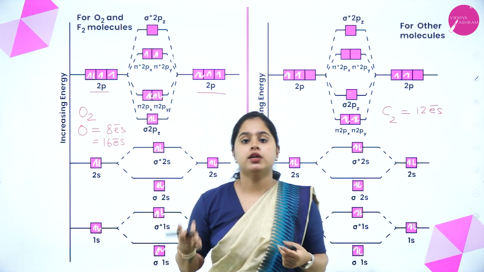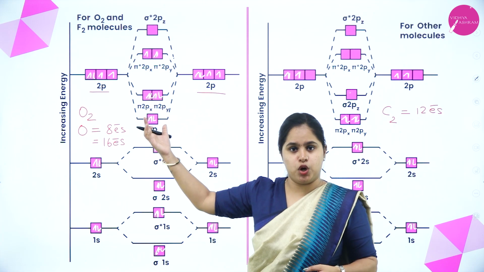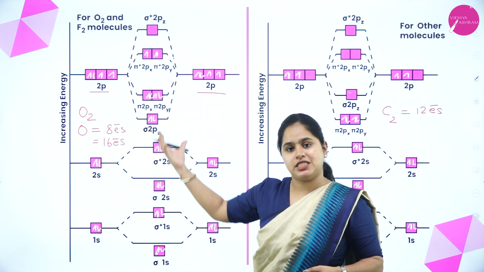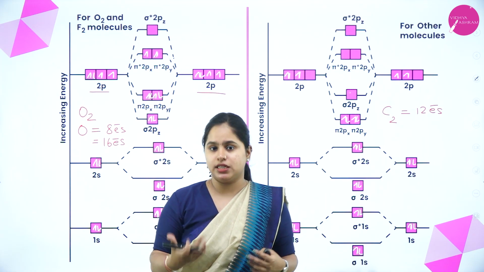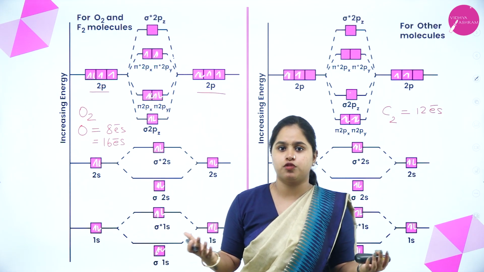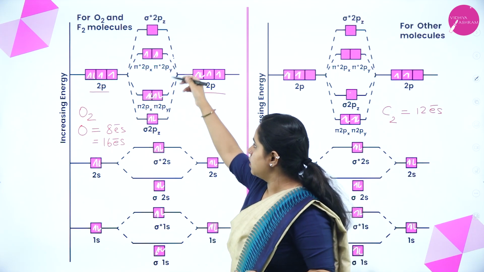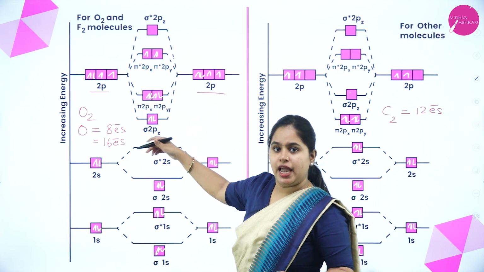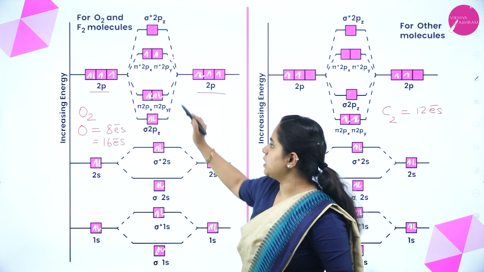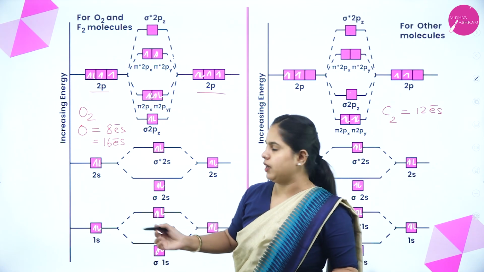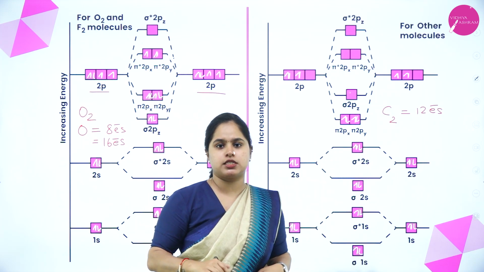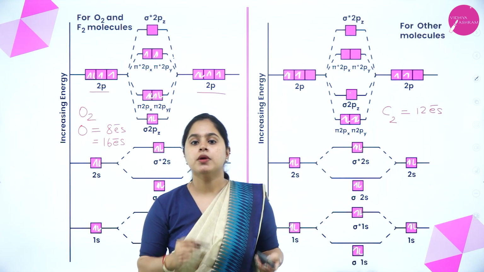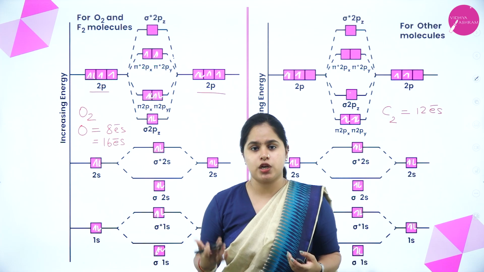So I hope it is clear how the molecular orbital diagram can be made for oxygen and fluorine molecules, and how it is for the other molecules. The difference between both of them is clear. There is a small change in the energies of sigma 2pz and pi 2px equal to pi 2py. Here sigma 2pz comes in with less energy, and there pi 2px equal to pi 2py does. So I hope you are clear with how to represent the molecular orbital diagram.